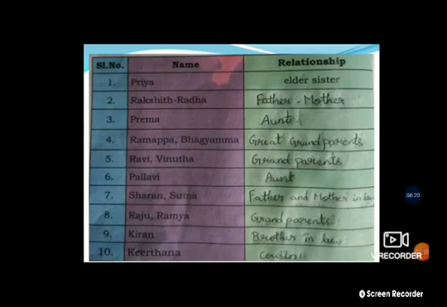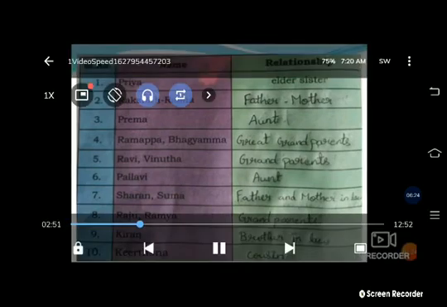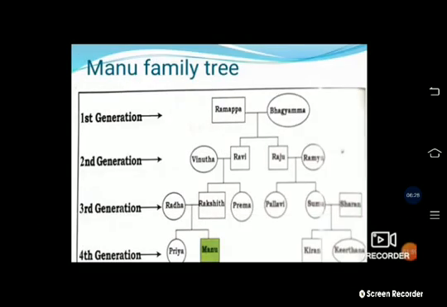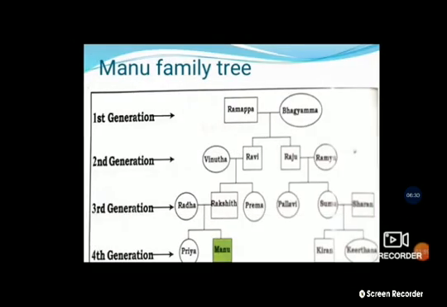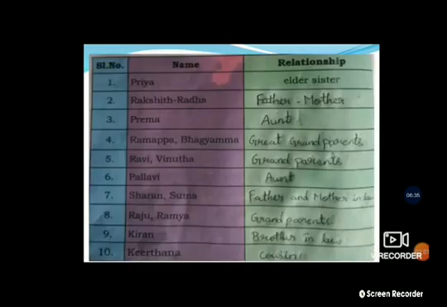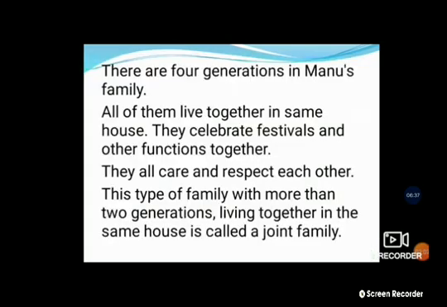This one we have to observe also in Manu's family tree. So look at Manu's family tree: first generation, second generation and third generation. There are four generations in Manu's family. All of them live together in the same house. They celebrate festivals and other functions together. They all care for and respect each other.